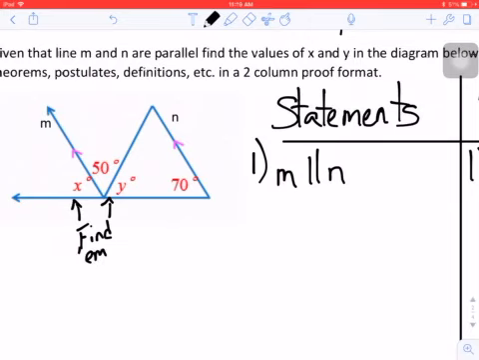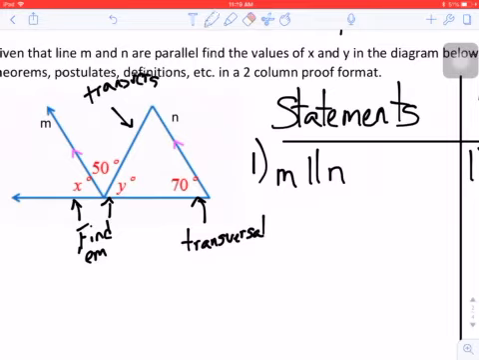Okay, so let's see what we've got here. We know these 2 lines are parallel. And I also have what looks to be a transversal right there. And I've also got another transversal right there. Transversal. I'm going to redo that. Transversal. There we go.